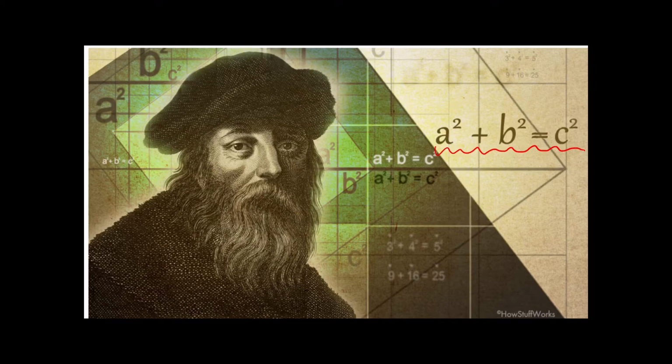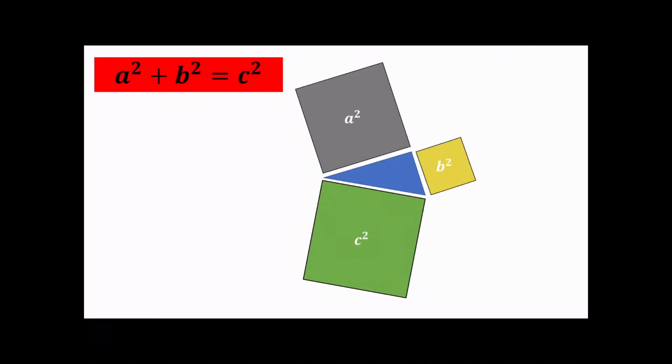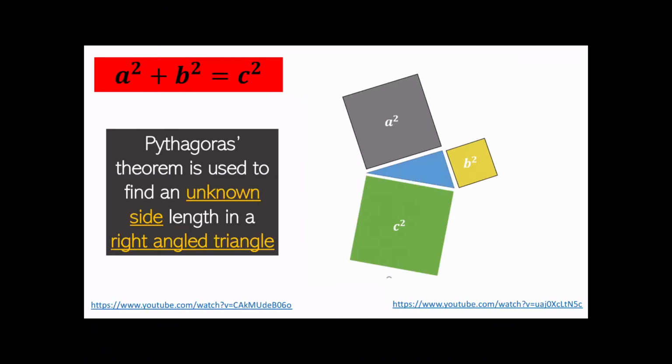So this is his theorem here, and we're going to do a little investigation on why it works, whether it's his theorem or not. Diagram here to hopefully understand a little bit more about Pythagoras' theorem. Now the first thing that you need to write down is this statement here. Pythagoras' theorem is used to find an unknown side length in a right-angled triangle.